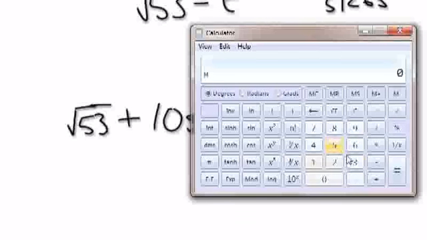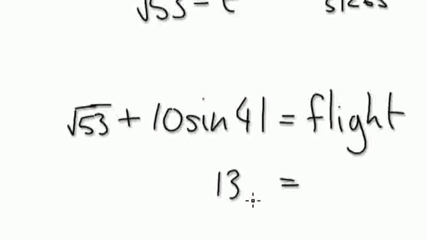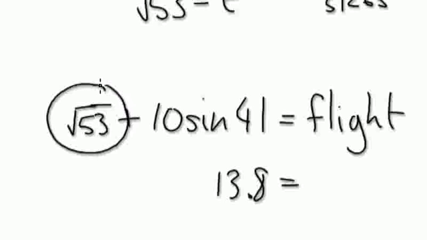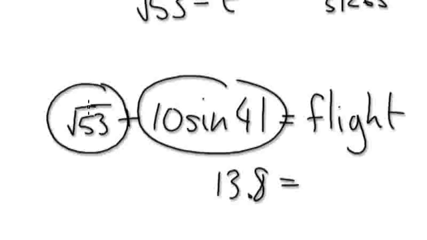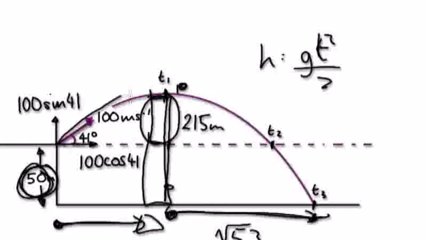Now we've got to square root 53. Here. And then we've got to add it to our memory. Equals that, so 13.8. So flight time is 13.8 seconds. Basically, just work this out on the calculator, work this out on the calculator, and add the two. So our total flight time is 13.8 seconds.